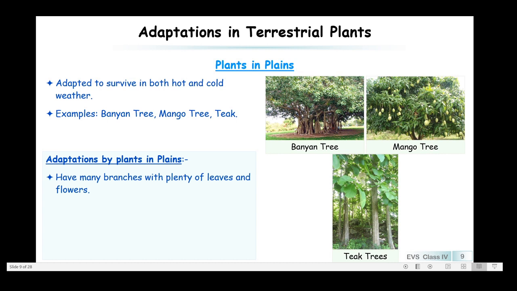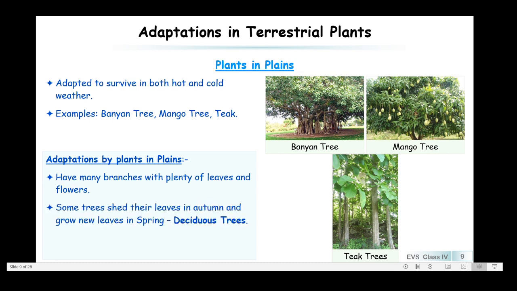They have branches with plenty of leaves and flowers. See, these are altogether opposite from what we learnt in case of mountain plants. Mountain plants do not branch out and do not bear flowers, but here plants in plains have many branches and they have plenty of leaves and flowers.